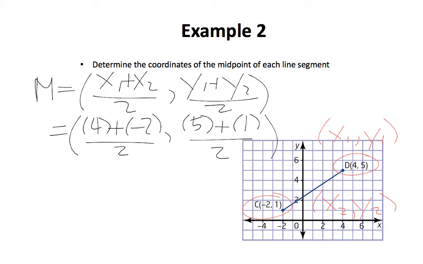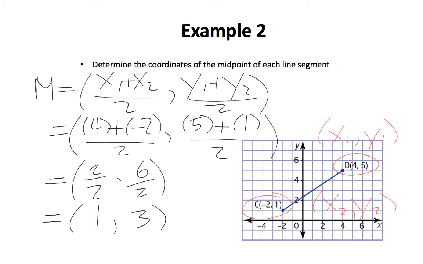Let's simplify this. 4 plus -2 is just 2, and 5 plus 1 is 6. Again, we're going to simplify this, so 2 divided by 2 is 1, 6 divided by 2 is 3. Therefore, the coordinates of the midpoint is 1, 3, and like I said earlier, you do want to double check your diagram to make sure that this coordinate is reasonable.